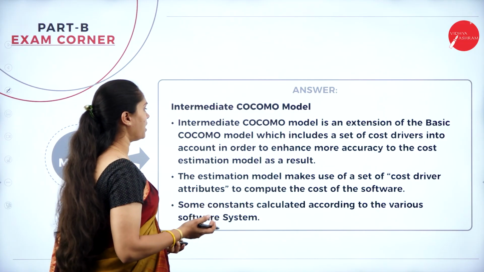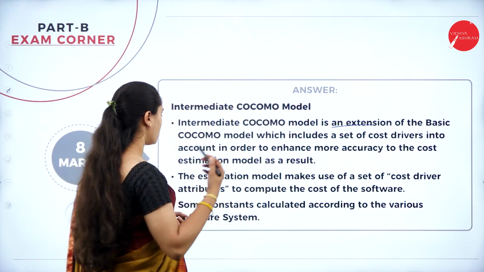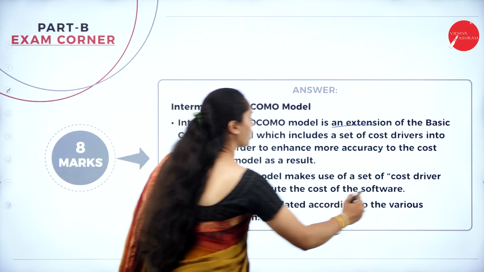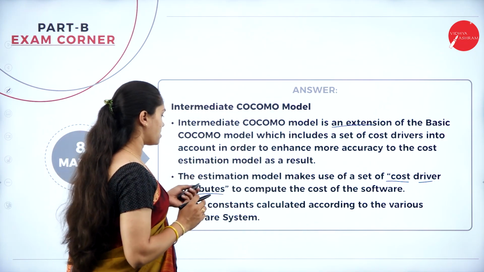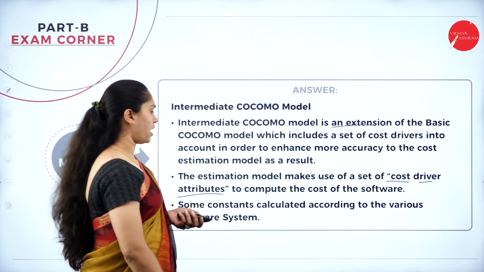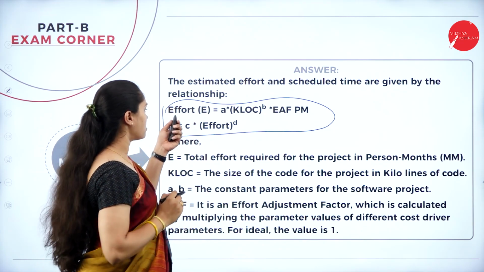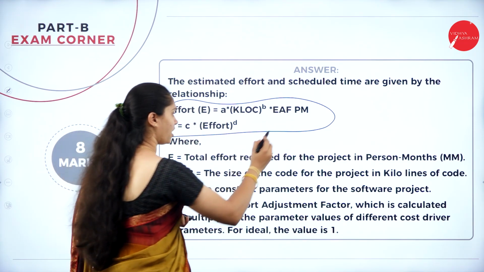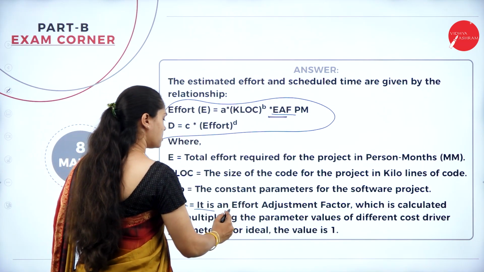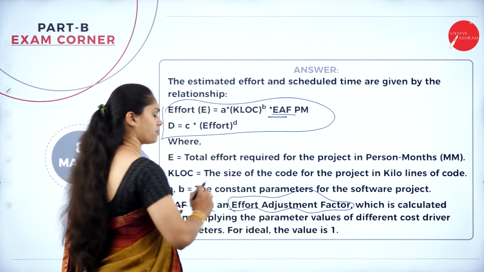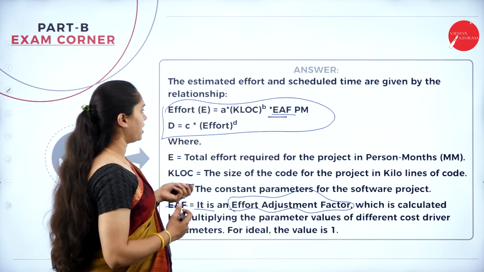When it comes to the intermediate Cocomo model, it is just an extension of the previous one, the basic one. In this, we are going to use the cost driver attributes. Instead of only KLOC, we are going to have cost driver attributes. With the help of this, we are estimating a cost. Here you can see the formula, that is effort is equal to A into KLOC into EAF. This is the only addition to the previous one. What is EAF? It is the effort adjustment factor. This is just a slight difference between the intermediate and basic Cocomo model.